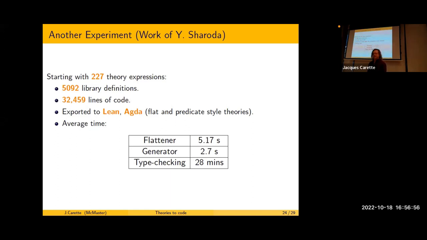The information theory point of view is that there's 227 lines of information there. Even though Agda wants those 32,000 lines to be happy. That's a big, big ratio. So from 227 theories, you got 32,000 lines. What's the thing in the middle, the 5,000?